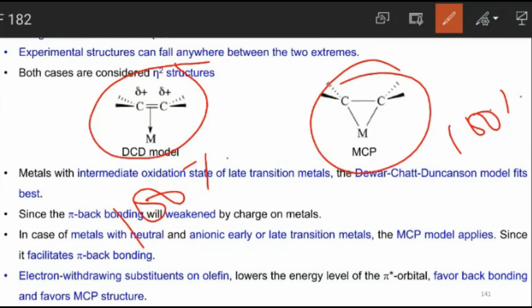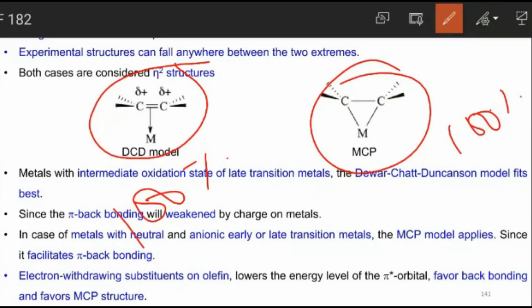At the same time, it is not actually about two electrons, because only if you add two electrons to the pi star orbital could we reduce the bond order by one. Therefore, none of the complexes will have exactly the MCP model. It's about the percentage. In some cases you may see 90% DCD model and 10% MCP model. On the other hand, you may also have 90% MCP model and 10% DCD model. Therefore, a complex containing an olefin ligand will never be purely DCD or purely MCP. It is always in between.